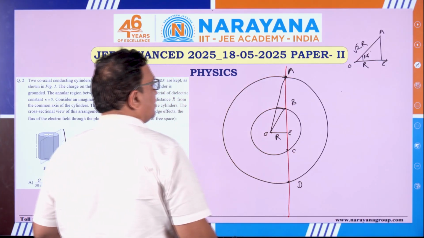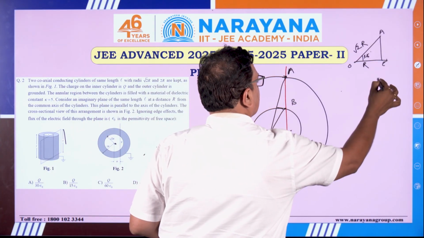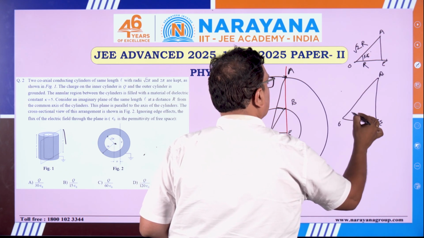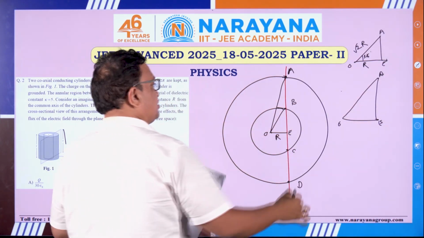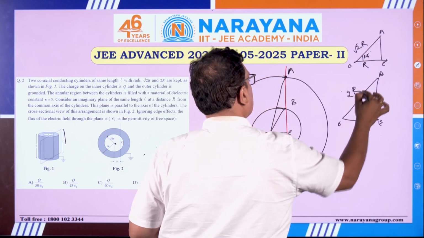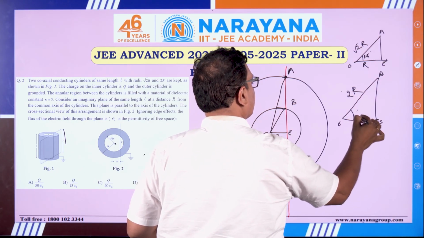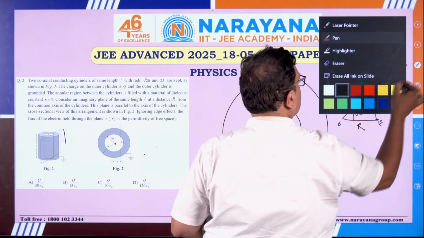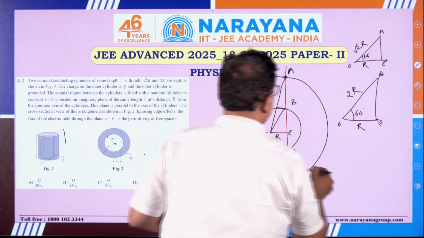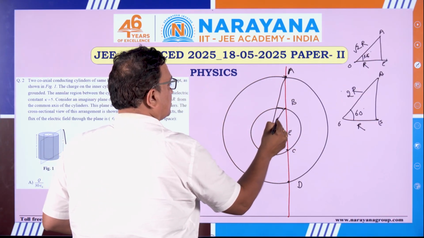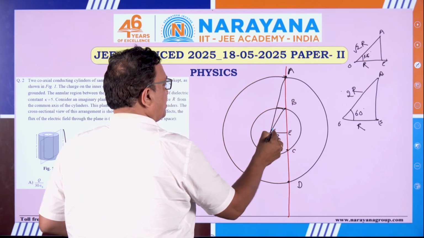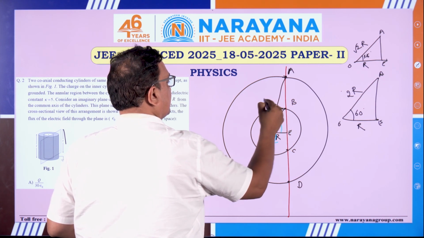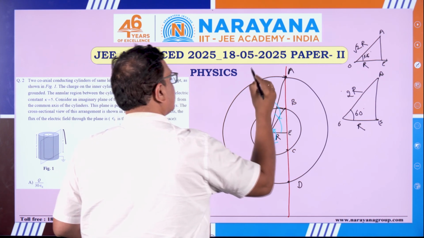Next comes OA. OA is 2R and this part is R. So this will be 60 degrees. Therefore, careful study reveals that this angle is 45 degrees and this angle is 60 degrees.